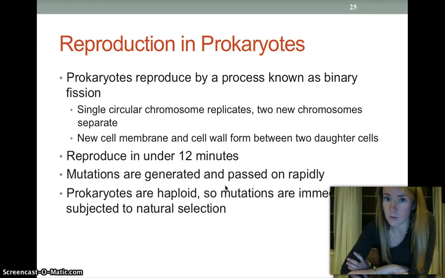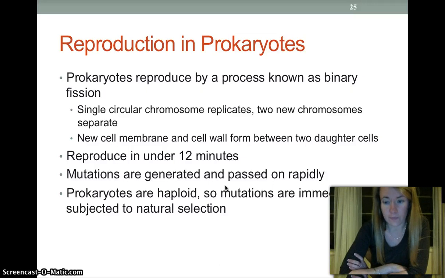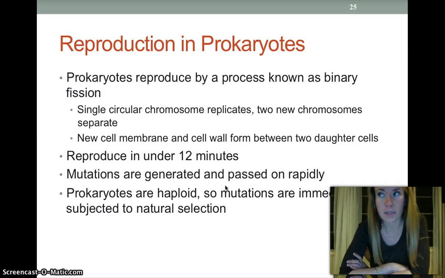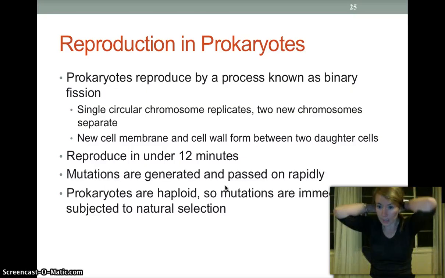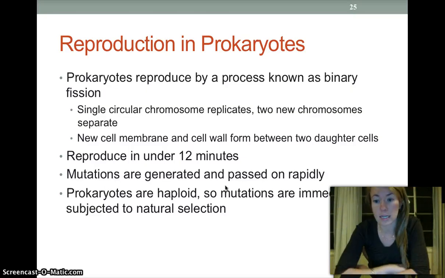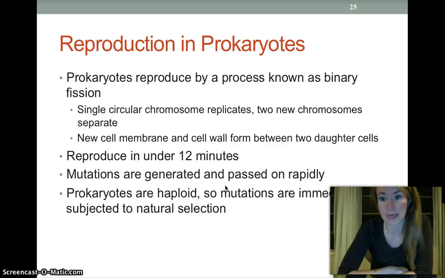The process that they use to divide is called binary fission. This is not mitosis, because mitosis is division of the nucleus, and they do not have a nucleus. So, don't be confused about that. It's pretty similar, but it's not the same, because mitosis is the whole process of dividing a nucleus, and they don't have one. So what happens is they have their single circular chromosome.